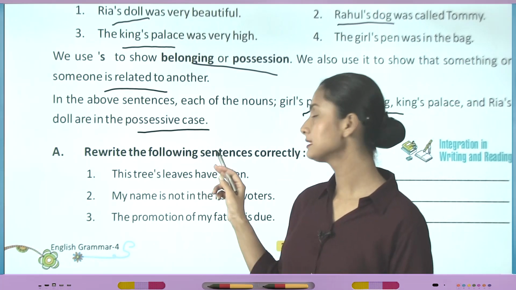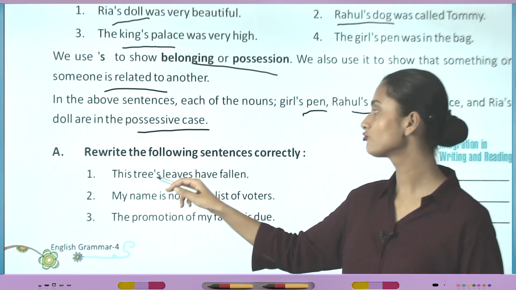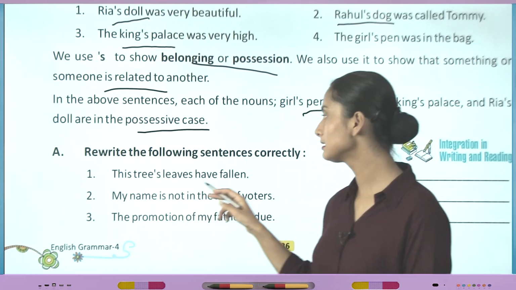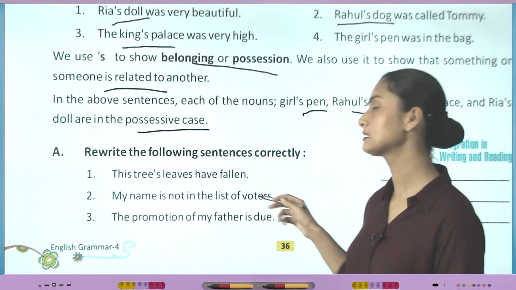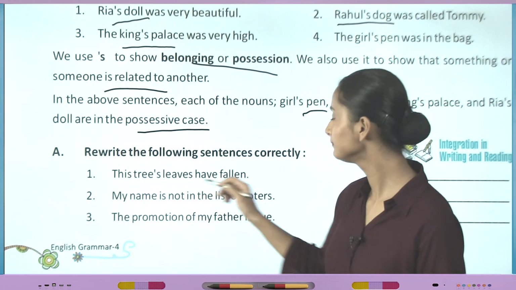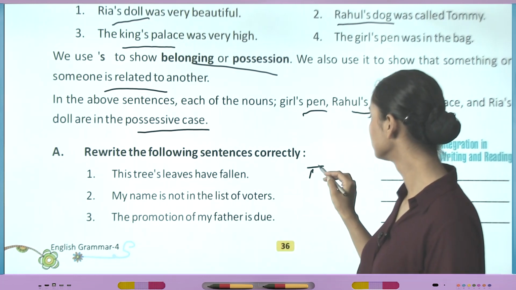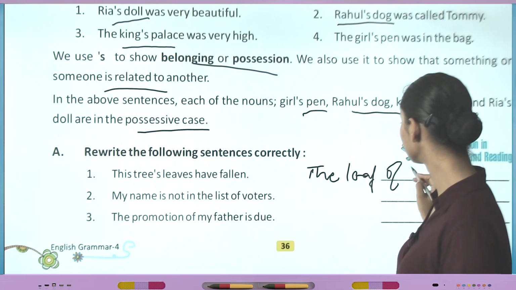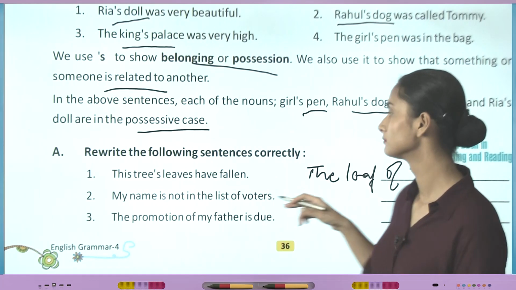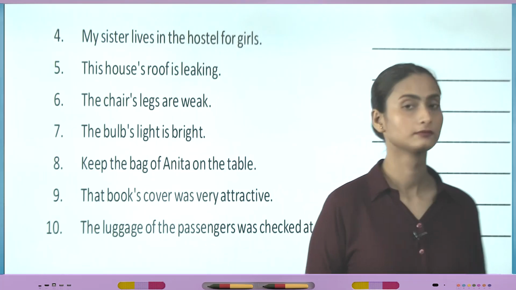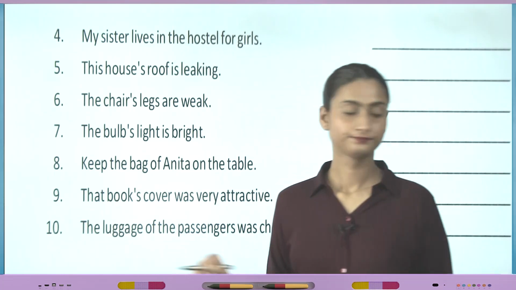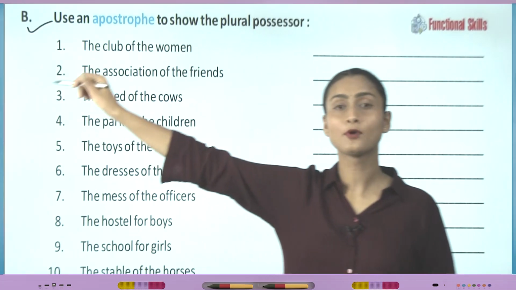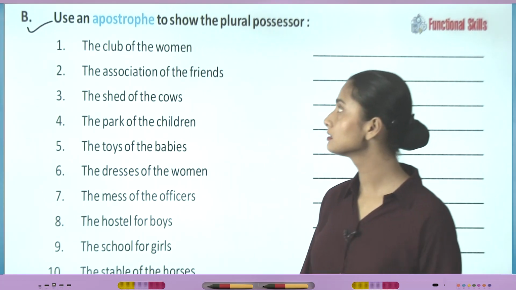Now rewrite the following sentences correctly. This tree's leaves have fallen. So we can write it like the leaves of the trees have fallen, or use an apostrophe to show the plural possessor, the club of the woman.